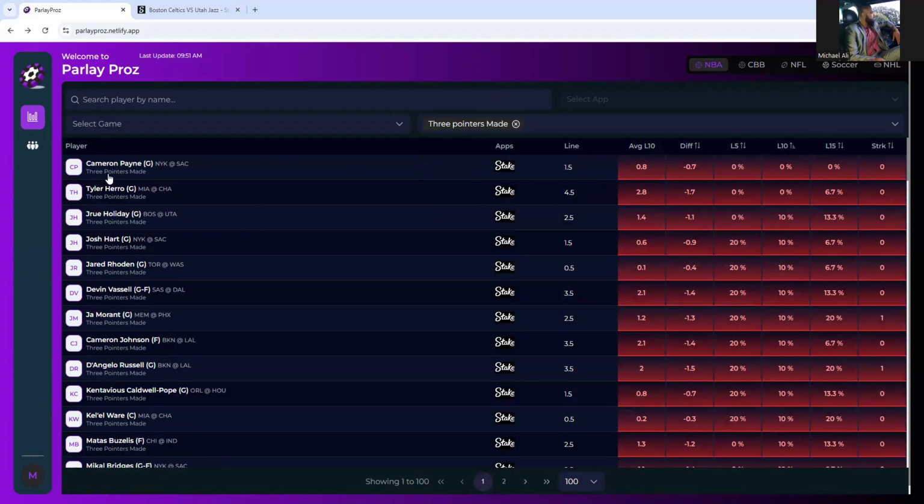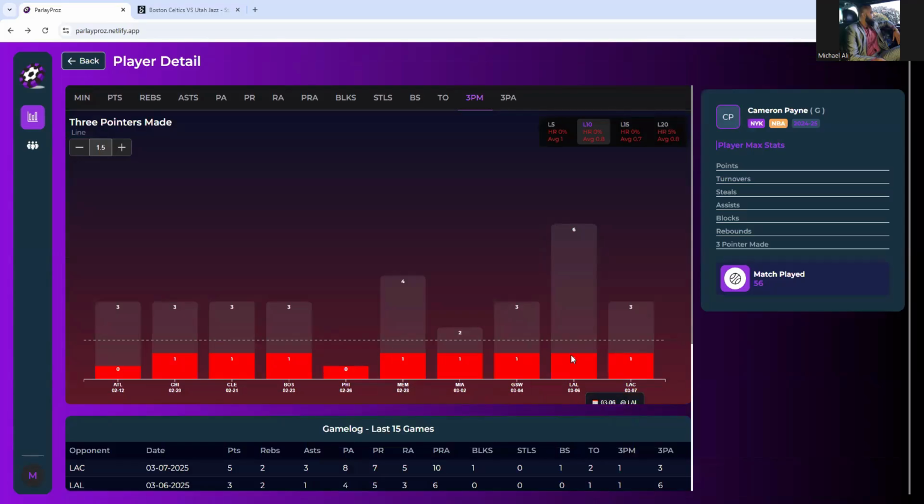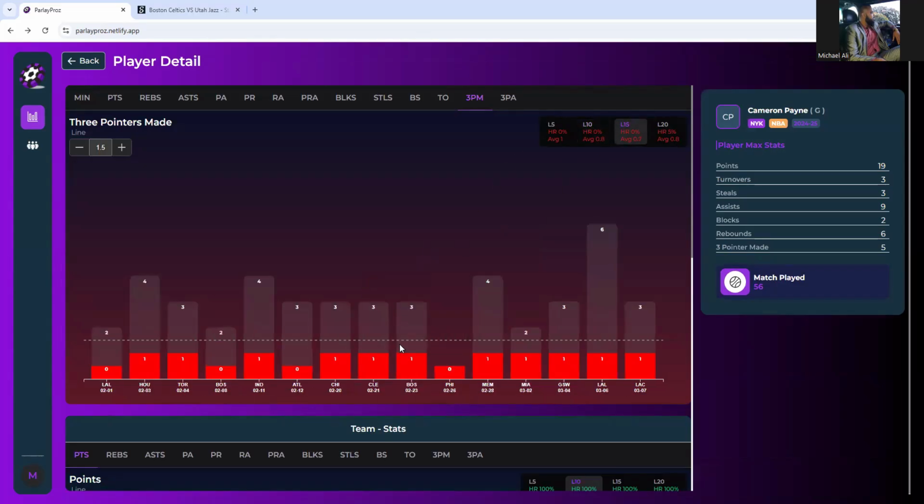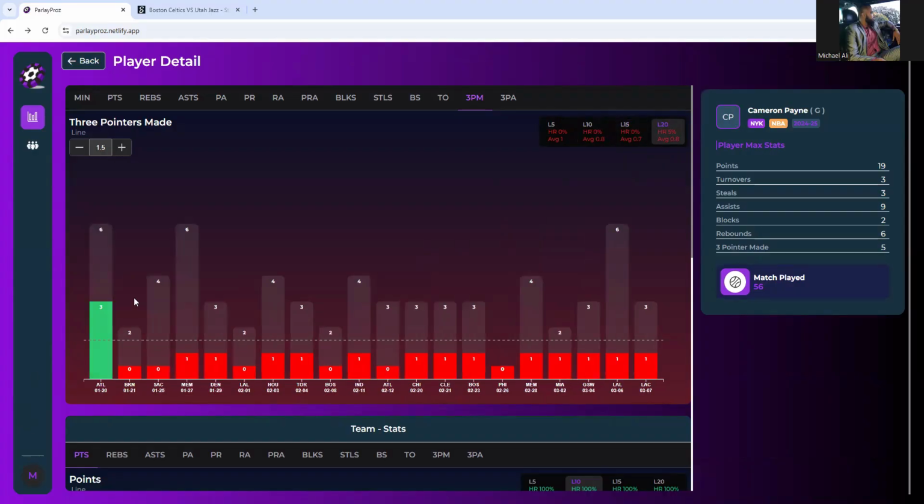Cameron Payne for 3-pointers made 1.5. Let me check Cameron Payne here. All right, and this is looking good. Under 1.5, 1, 2, 3, 4, 5, 6, 7, 8. Under 15 games, I'm liking this. Under 20 games, he had 1, so 19 times he stayed under that.